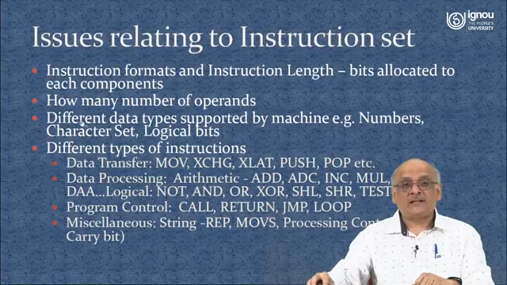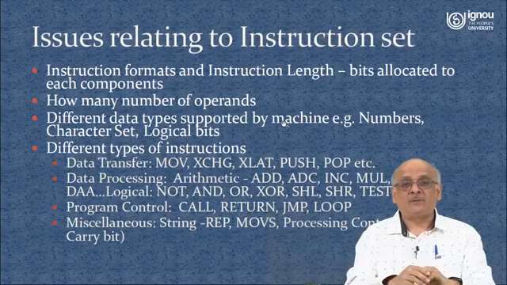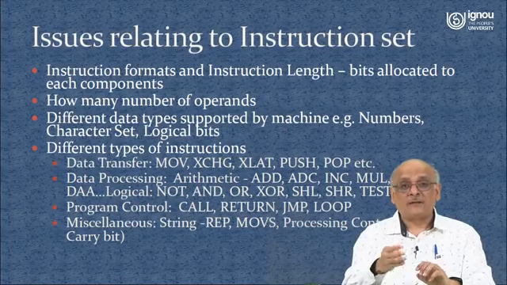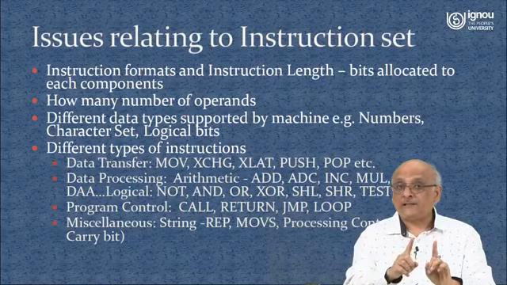Then the third thing is the different data types supported by the machine, that is numbers, character sets and logical bits. So data types in a machine can be numbers, and in numbers we have a choice. We can represent fixed point numbers. The 8086 has only fixed point numbers.